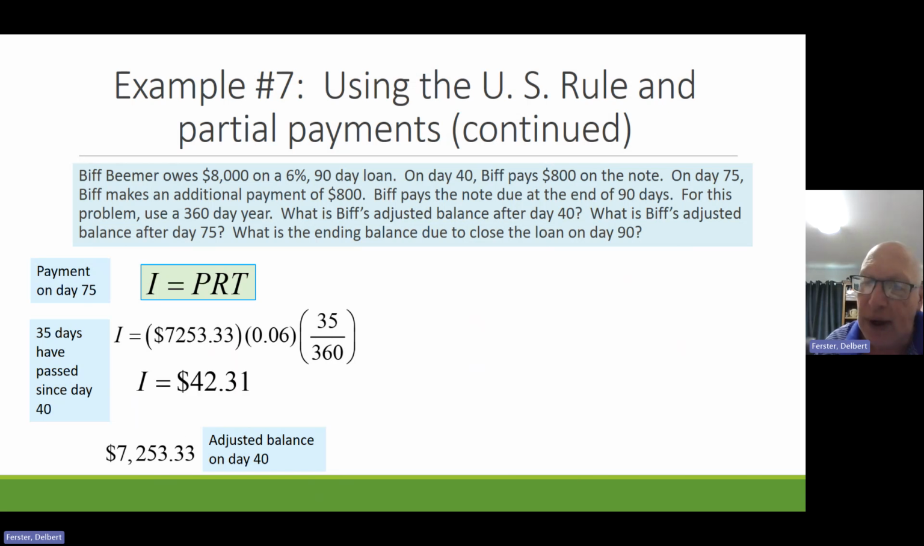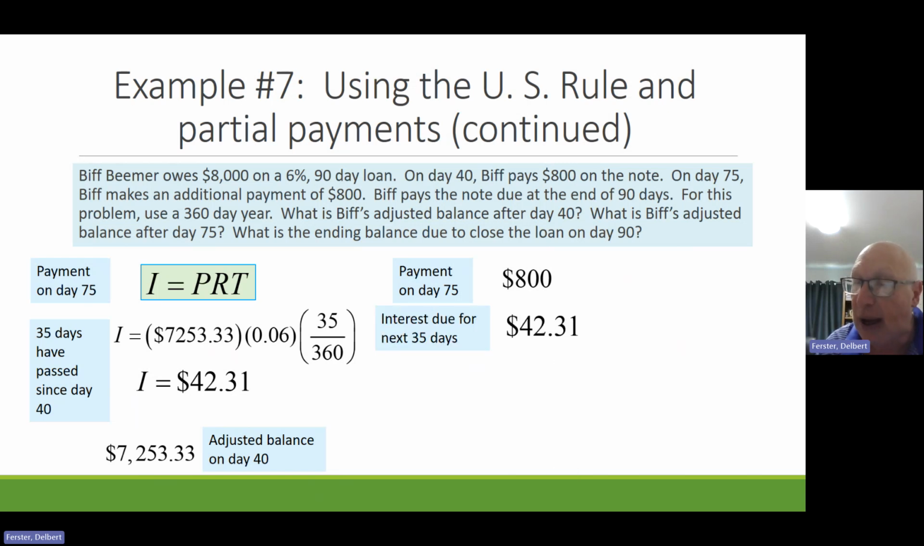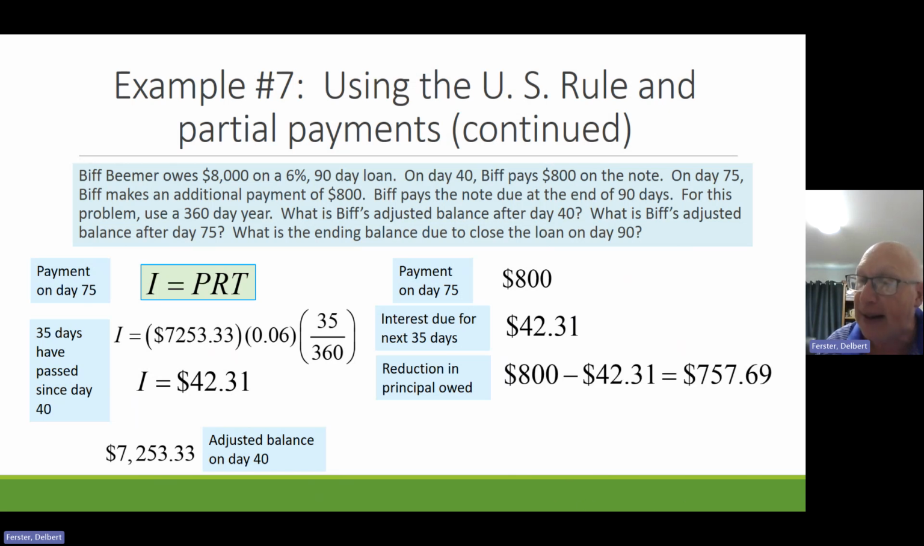Calculated, that comes to an interest charge of $42.31. Again, on day 75, the payment amount was $800. The first $42.31 goes to account for interest. The balance of that $800 will diminish the amount owed on the original loan. But the amount owed on the original loan as a result of the first payment was $7,253.33. So we're going to be affecting that.